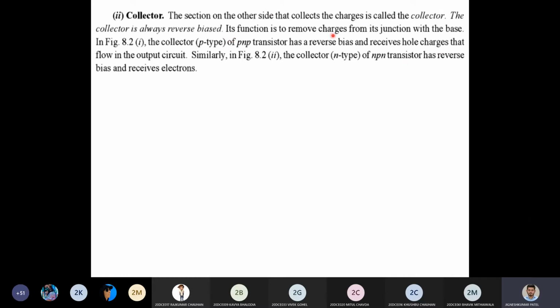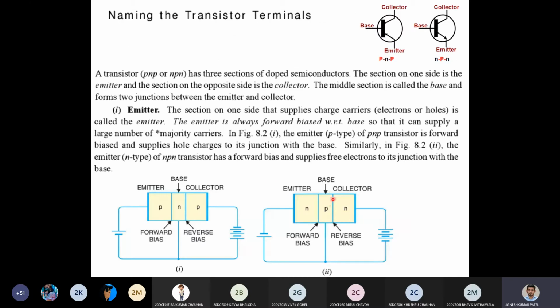Its function is to remove the charges from its junction with the base. So what will it do? It will take the majority current away from this base. A large current will flow due to this, and we know that this is a very low doping area. So in this low doping area, what will happen? Combination of electrons with holes will occur, but very few electrons will be combined at this place.